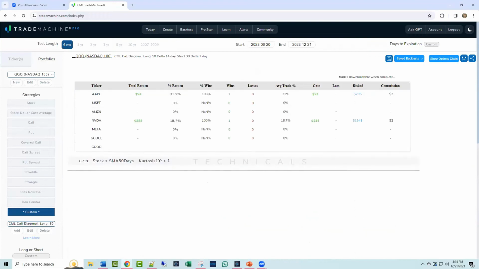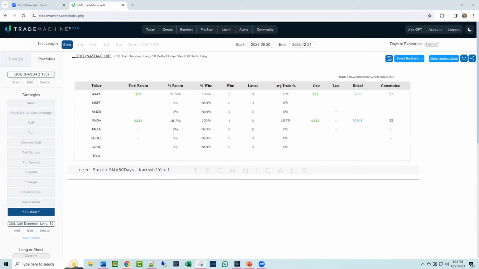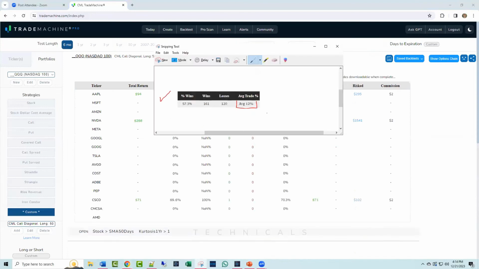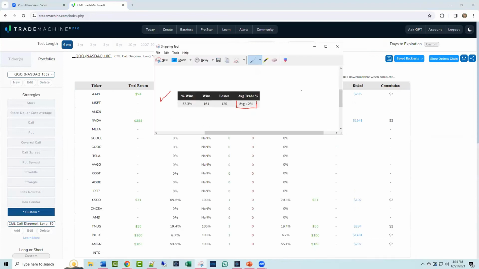We're still in tech, and then we're going to go to other sectors. So this is our benchmark, right? Hey, if I can make 12% a week, that's really, really good. The win rate's 57%, great. Something that wins about 6 out of 10 times, I'm in.